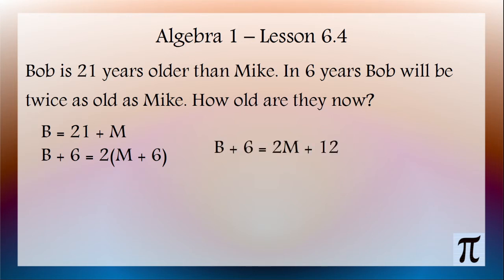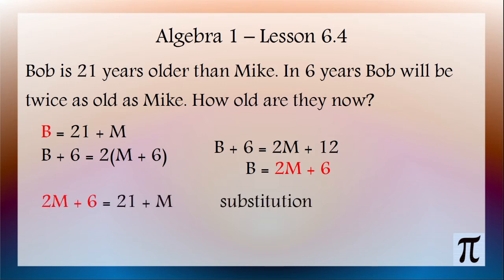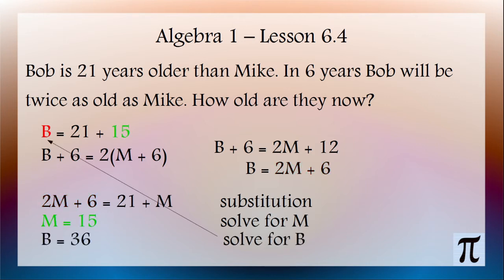b plus 6 equals 2m plus 12. We're going to simplify that to b equals 2m plus 6. Now we can use substitution. We know that b is equal to 2m plus 6, but b is also equal to 21 plus m. So we can substitute that in to get 2m plus 6, also known as b, is equal to 21 plus m. We solve for m to get that m is 15. So Mike is 15 and Bob is 36.